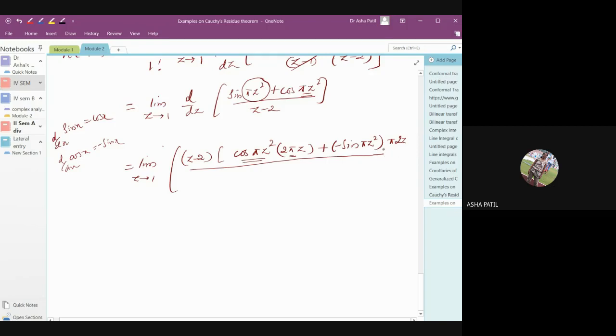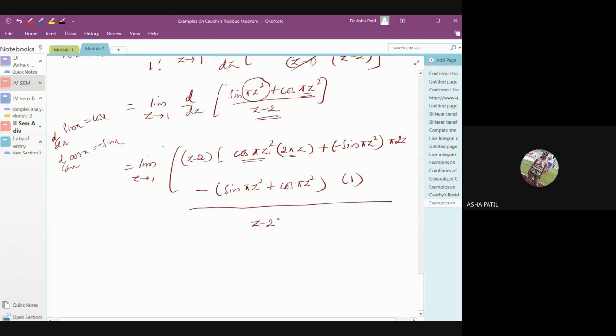So, then minus, you have to keep the numerator term as it is, sin pi z square plus cos pi z square, and the derivative of the denominator, the derivative of z minus 2, is just 1. This whole term is divided by z minus 2 whole square. See, that will write the term correctly.